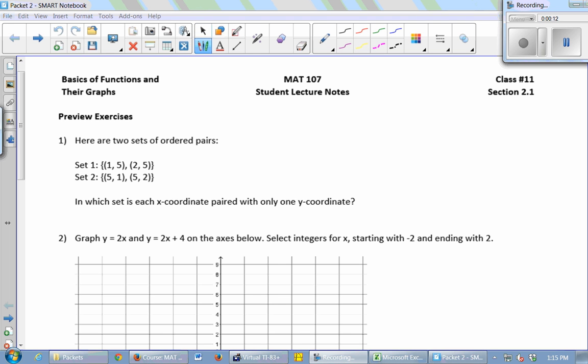Okay, here we have two sets of ordered pairs. In which set does each x coordinate get paired with only one y coordinate? Set 1. Because in set 2, you have a 5 getting paired with a 1, and then a 5 getting paired with a 2. So that's an x coordinate of 5 getting paired with two different y coordinates, right? So it's definitely set 1.